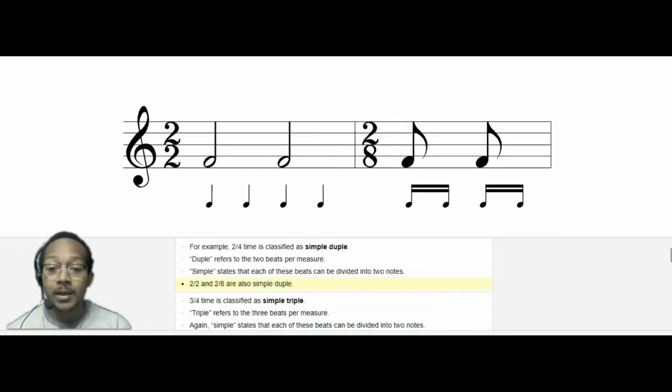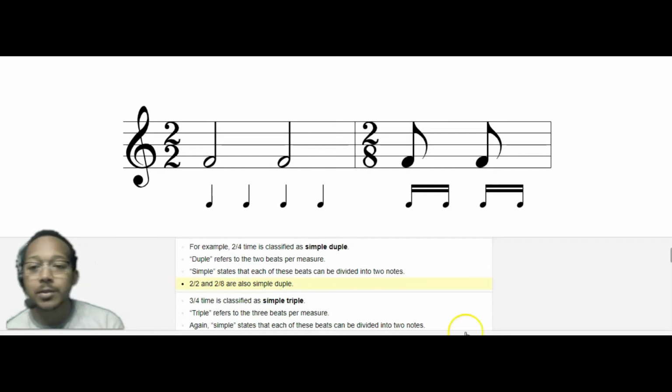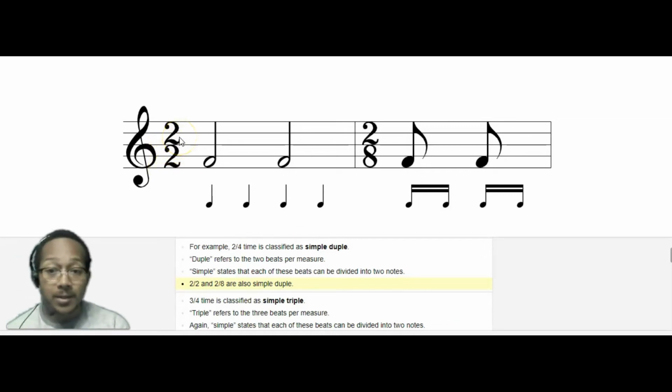2/2 and 2/8 are also examples of simple duple time signatures. We remember the top number tells us there are 2 beats in a measure, and the bottom number tells us which note gets 1 beat. So the half note is equal to 2 beats of sound, and if we divide a half note into halves, we get 2 quarter notes.